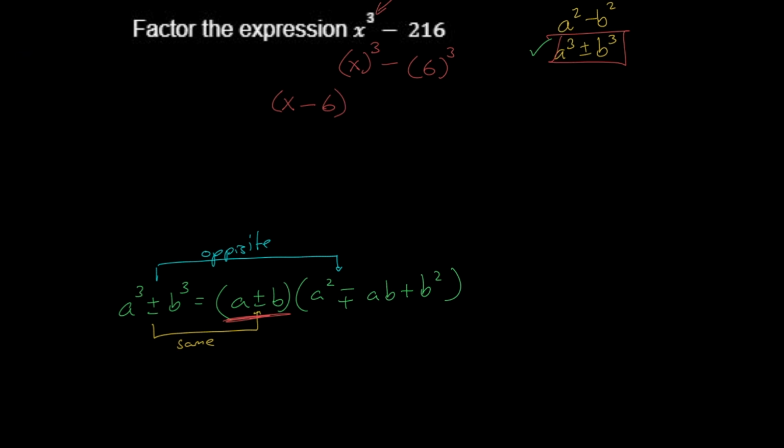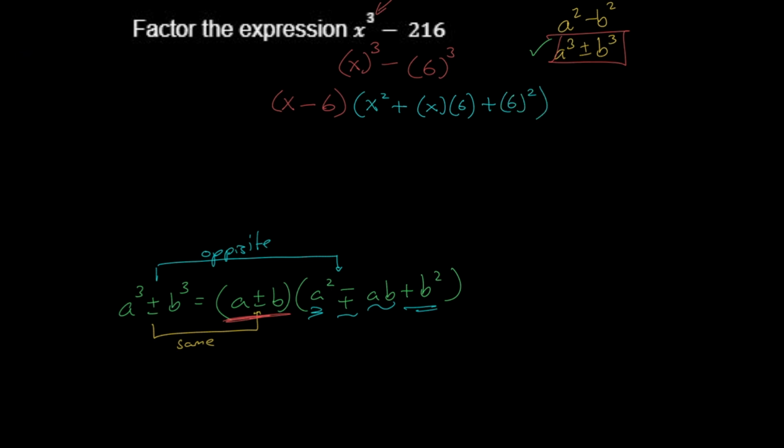Our second factor coming out is x squared, or a squared, which is our x squared. Then we have the minus plus sign, which means we're going to switch it from the original sign. We originally had a minus, so we're going to put a plus. Then a times b, so our a is x, our b is 6. And then plus b squared, so plus 6 squared.